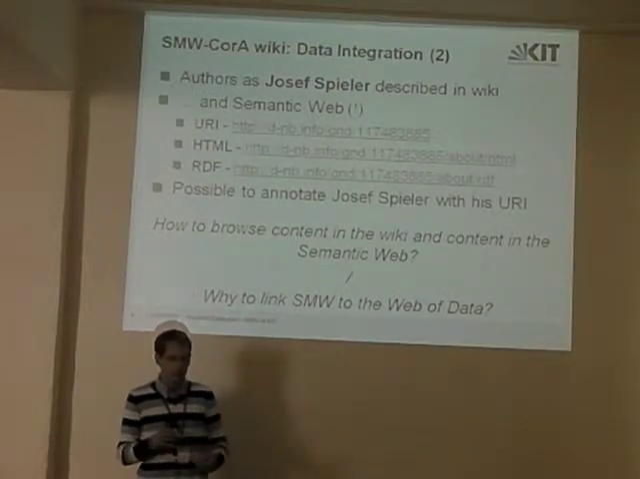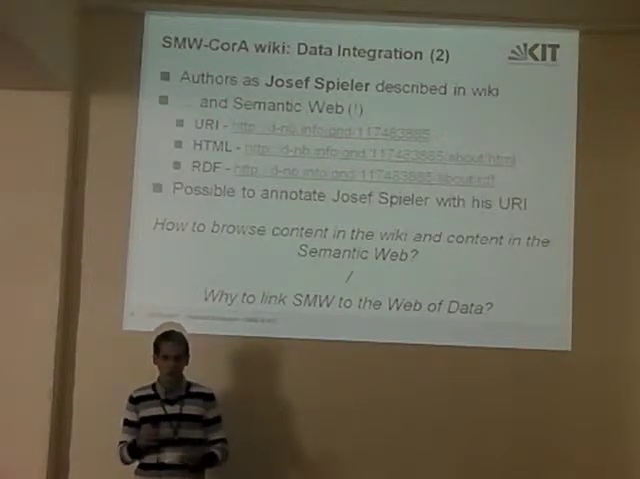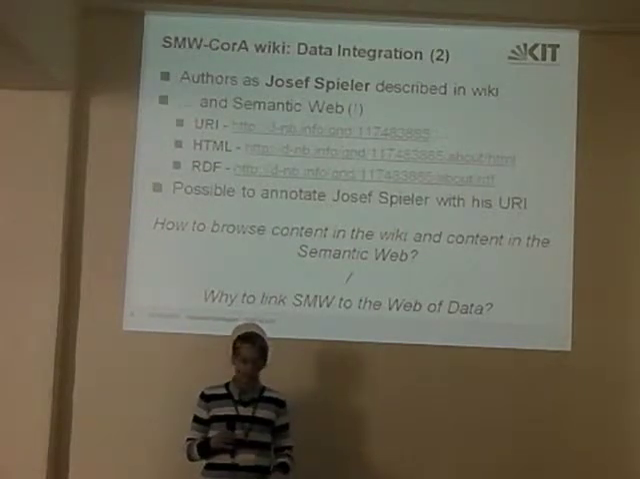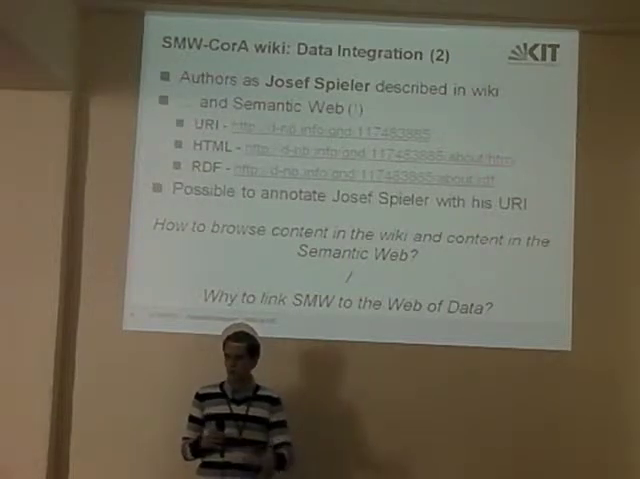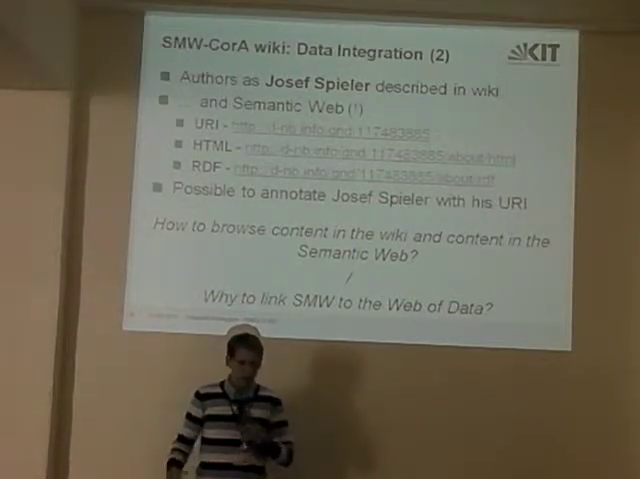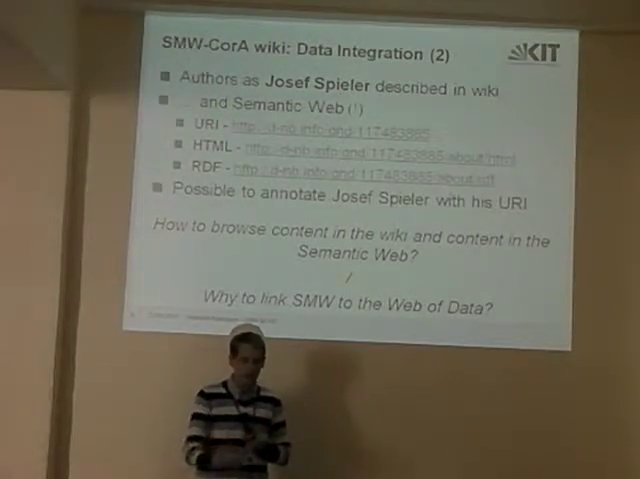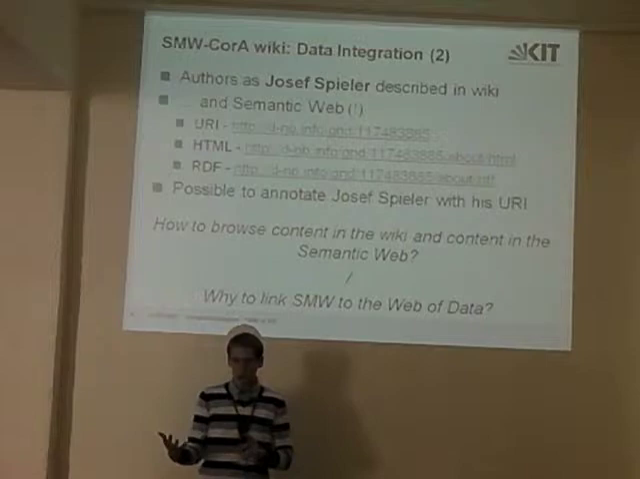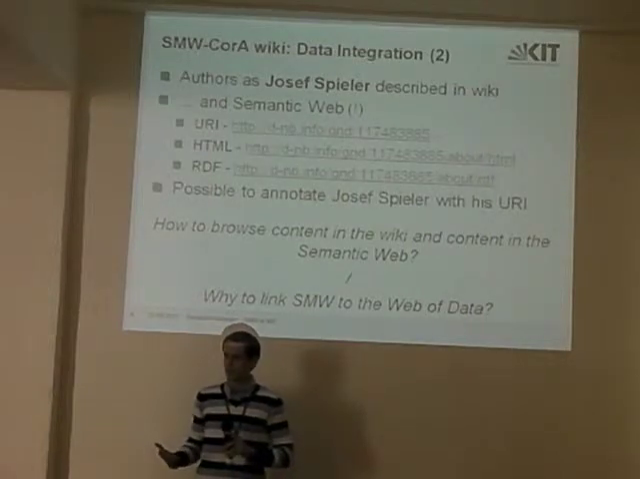And these authors are described in the wiki, but they are also described in the semantic web. So it's very modern. They have a URI, a unique identifier on the web. They have an HTML representation, and they've got an RDF representation. So it is possible to annotate Josef Spieler with an equivalent URI as it is used on the semantic web. And the question now is how to browse this content in the wiki and the content in the semantic web. Or, as I use it from Anja's talk, why link SMW to the web of data? What does it buy us?